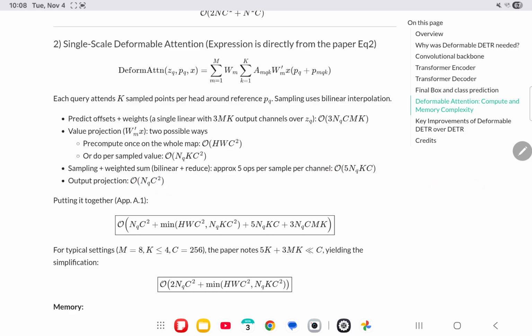And finally, you just have to add up the terms. So this will be NQC square, this term, and the sampling term, and this will be the value projection. One thing to note here is, in DETR, what was dominating was the cross attention term. Here the dominating term will not be the cross attention term. So once we remove the non-dominating terms, the dominating terms are the output projection and this value computation.